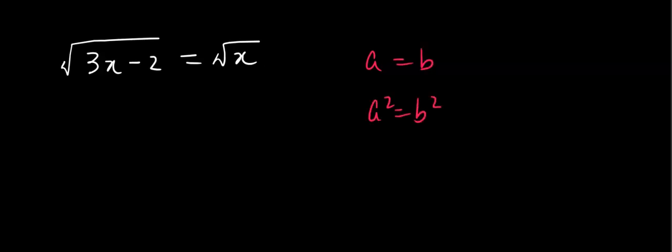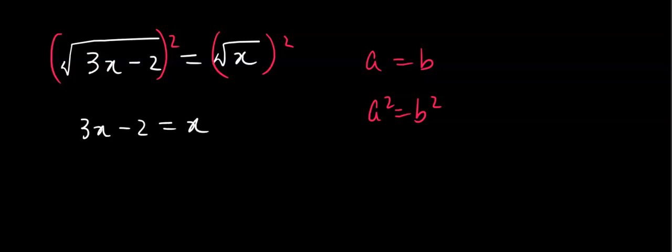We're going to square both sides. Okay? Square both sides. Therefore, we're going to have 3x minus 2 equals x. Oh, this is something that you were able to solve a long time ago. You're so good at this. So we're going to add 2 to each side and subtract x from each side. We're going to have 2x equals 2. And last step, divide by 2 on each side, and x is 1.